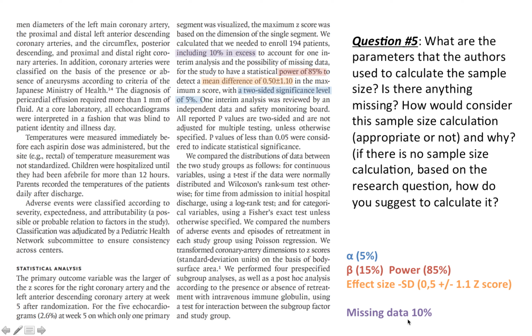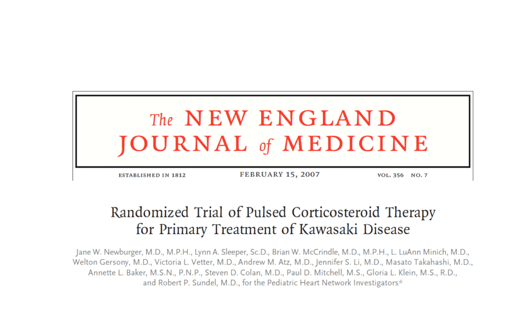Missing data is not obligatory, but it's good to include it. You don't want to be in the middle of a trial and figure out you ran short or ran out of power because you have missing data and you did not prevent this. So it is good practice to take this into account in your calculation, and so did the authors, and they included 10% of missing data.